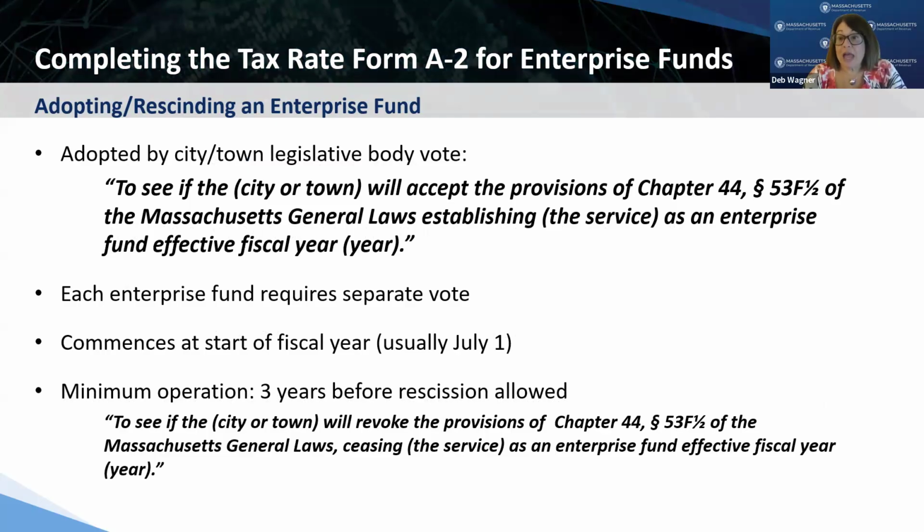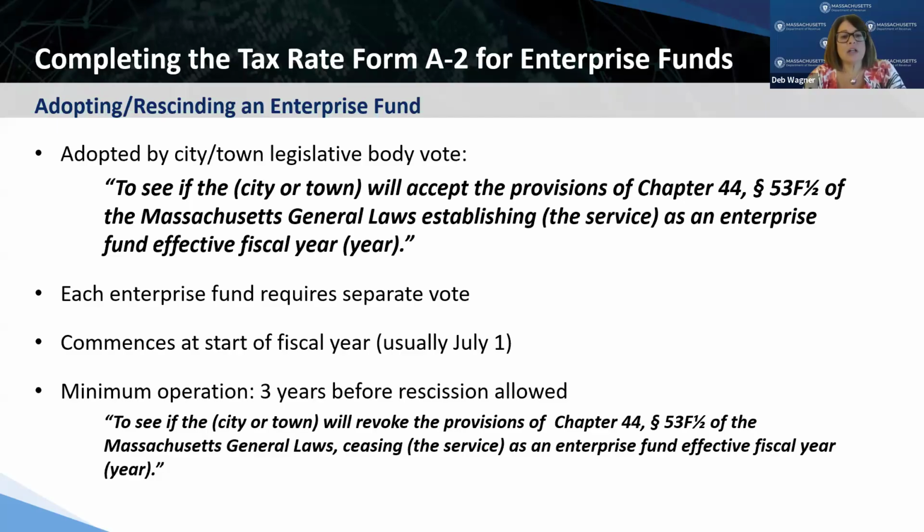So how do you have an enterprise fund? Well, you have to go to a vote of your legislative body to adopt an enterprise fund for a particular business type activity. And so the article would look something like, to see if the city or town will accept the provisions of Chapter 44, Section 53F and a half of the Massachusetts General Laws establishing, and you have to be specific about what type of service is going to be accounted for in the enterprise fund. So you would insert that there.